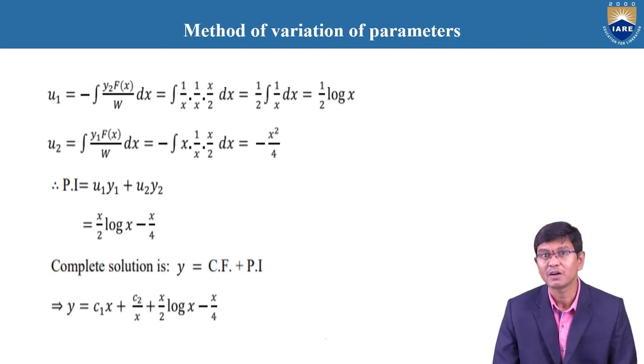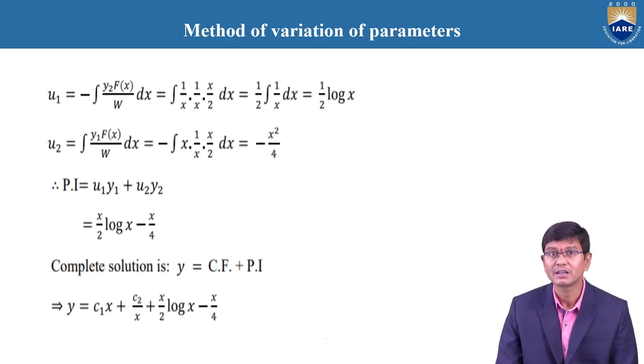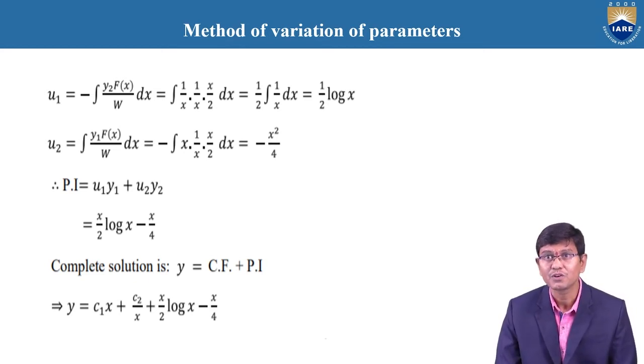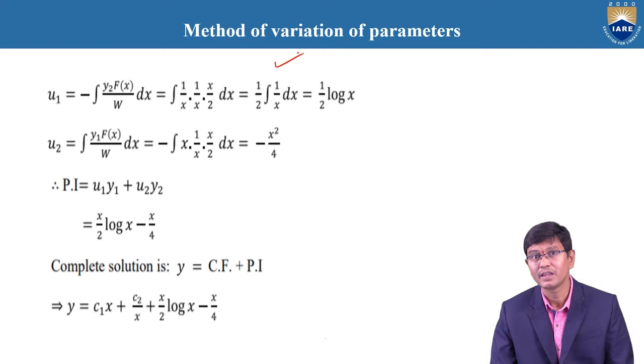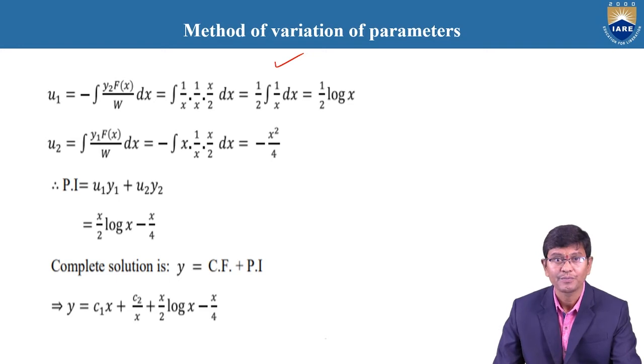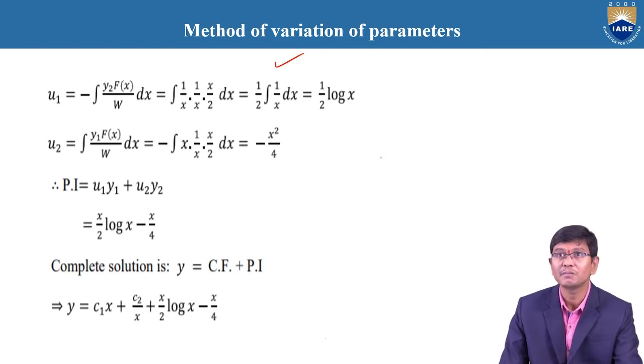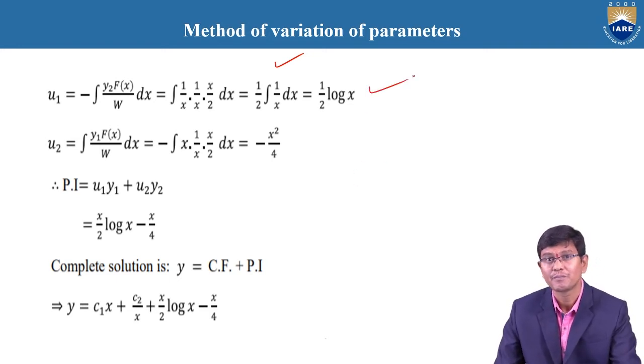Now we need to find u1 and u2 with the help of the formula: u1 is equal to the negative of the integral of y2 f(x) by W dx. By replacing y2 and f(x) and including the Wronskian value, after simplification you obtain 1/2 times the integral of 1/x dx. The integral of 1/x is log x. Therefore, the u1 value is 1/2 log x.